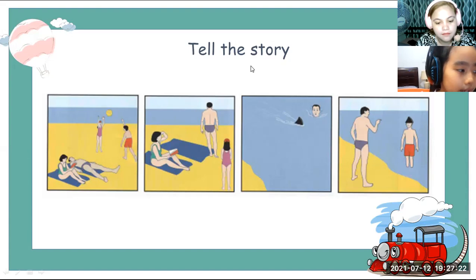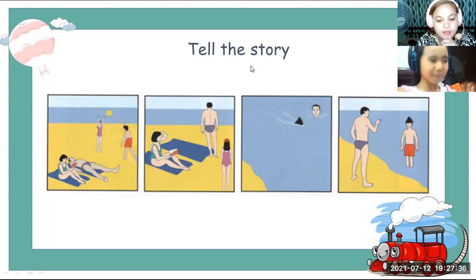The boy is wearing a mask. The shark mask. Ah, so he's wearing a mask of a shark. Yes. Okay, what else? And the man is angry. Okay, why is he angry?